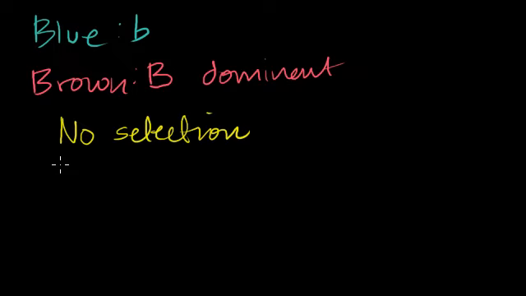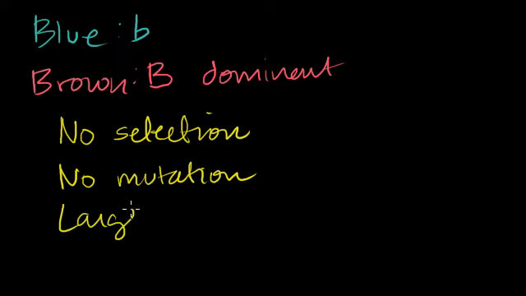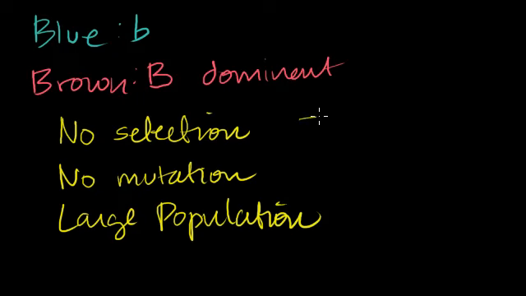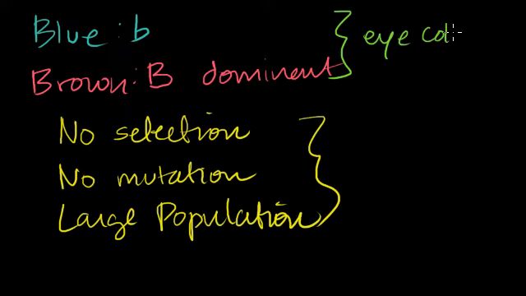And I'm also going to assume that there's no mutations. So for whatever reason, a chromosome that has a blue allele can't randomly turn to a brown or vice versa, or turn into a third color. And I'm also going to assume I'm going to have a large population. And the reason why I'm making all of these assumptions is because I essentially want to have a stable gene pool, at least relative to this gene. Relative to the eye color gene, I want to be stable. I want to have a stable allele frequency.